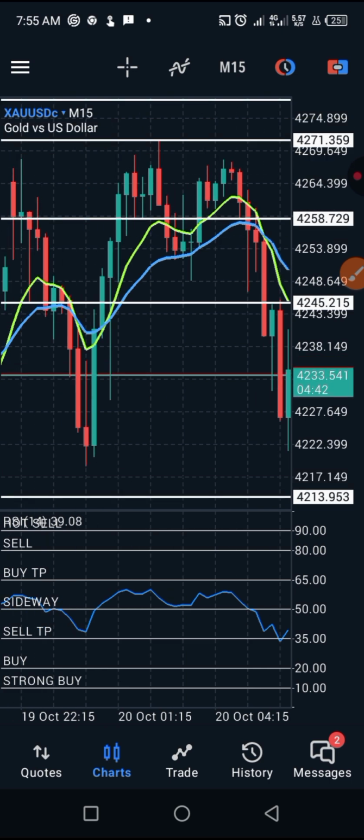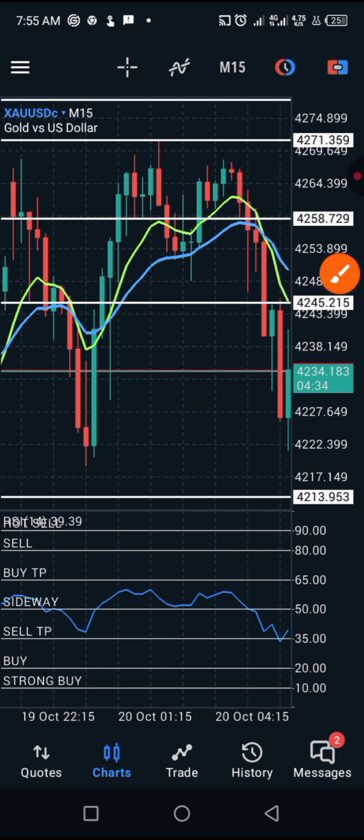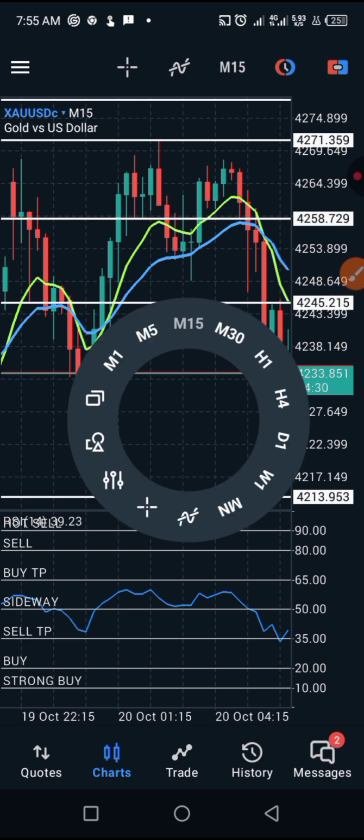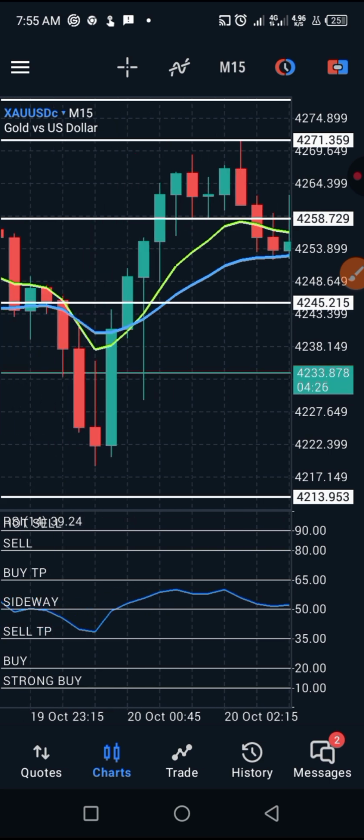I'll look at this. This is a morning star formation that pushed price up to this point. So I'm going to place a horizontal line here at the high of the red candle, the red candle in the middle.